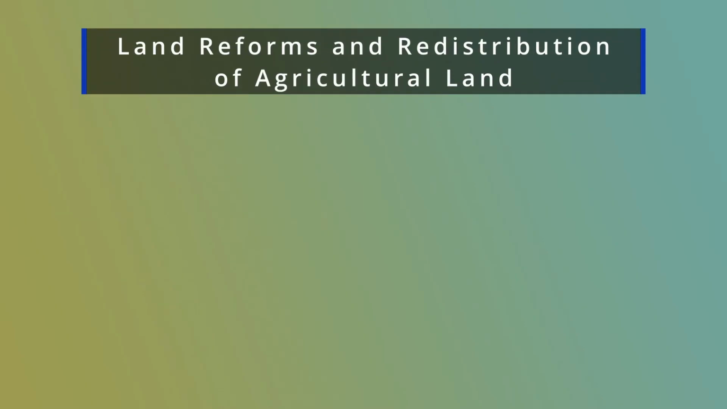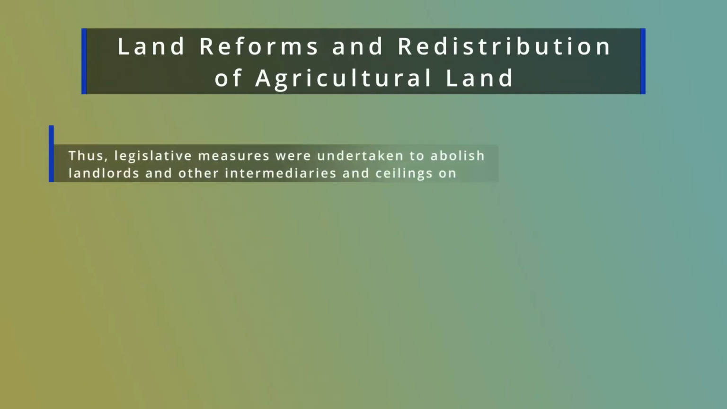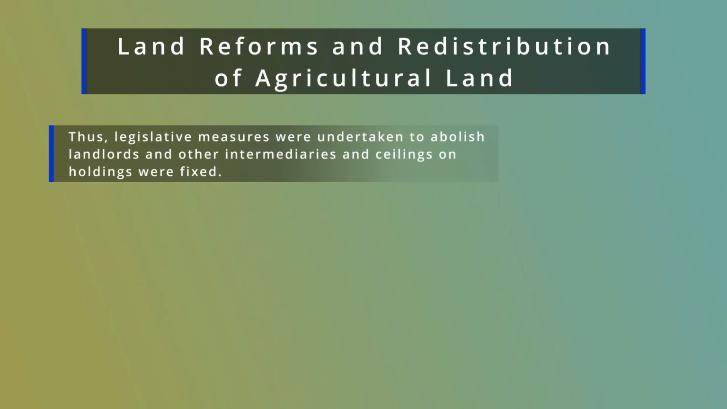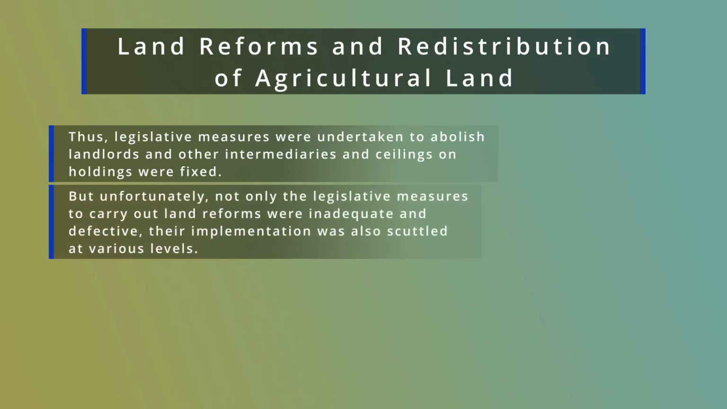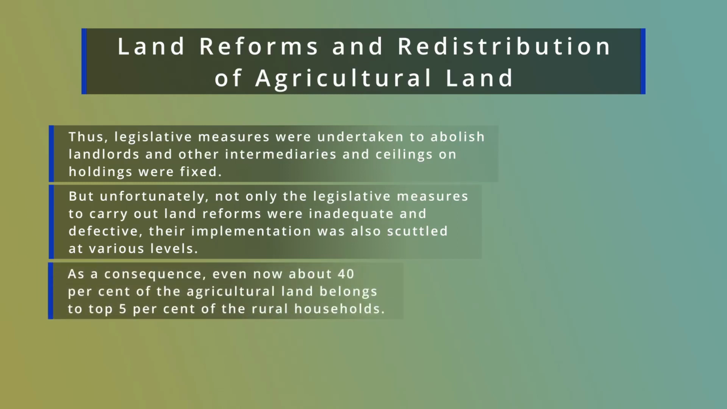Different legislative measures were undertaken by the government to abolish the landlords and to redistribute the surplus land among the landless households. But these legislative measures were not effective or robust. There were a number of lacunas or loopholes in the legislative policies. Therefore, land reform policies were not properly executed in our country. These inadequate and defective measures were not able to redistribute surplus land among the landless households. Nowadays, nearly 40% of the agricultural land belongs to the top 5% of rural households.